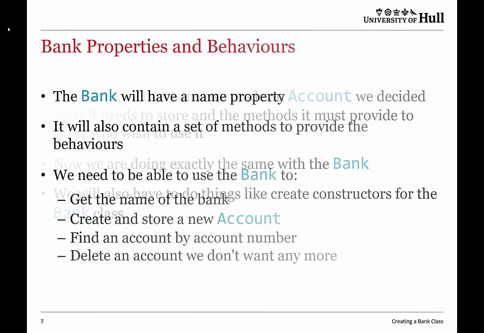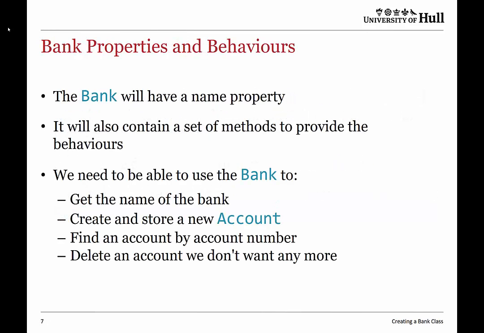If you look at the bank, these are the things I want my bank to be able to do. All the banks have a name, which is fine. So we'll give it a name like Friendly Bank Incorporated or Test Bank or whatever. And it'll have a bunch of methods. And I can think of 4. Find out what the bank is called. That's easy. Create and store a new account. Find an account by account number and delete the accounts we don't want.